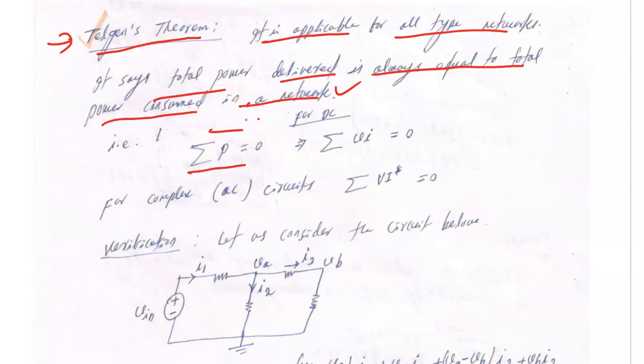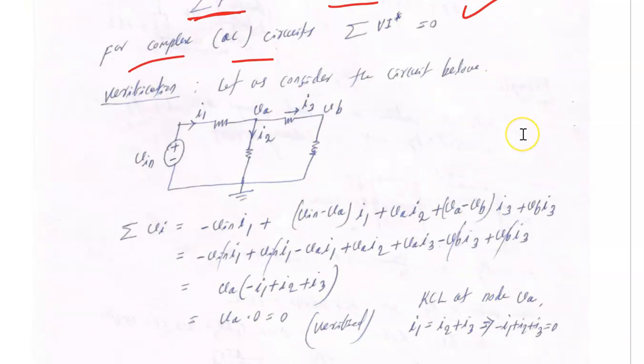That is the summation of all power. Power can be positive or negative, as you learned from the basics. If delivered, negative; if absorbed, positive; so the sum of all power is 0 for DC, or the sum of VI equals 0. For a complex circuit, we find the complex power. How do we find it? V times the complex conjugate of I. I am assuming here V and I are both RMS values. The summation of VI equals 0. You can also check with a simple circuit and you will verify it.